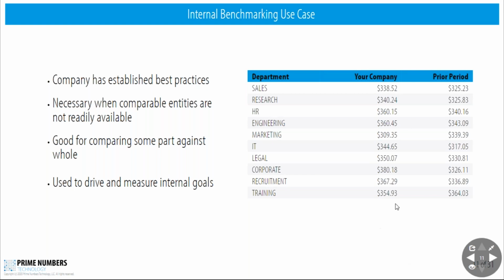So it would let me drive to an internal goal and maybe measure and see what's going on with that particular department, what may have changed.